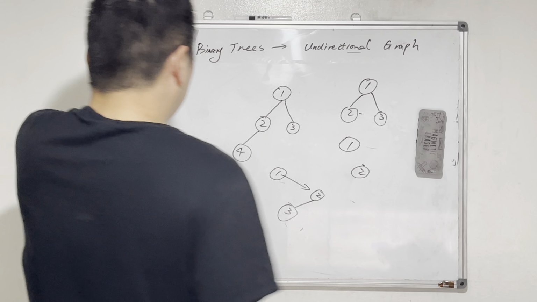Alternatively, we can have this kind of data structure which is called the adjacency list. What does that mean? It means, taking this for example, 1 to 2, 2 to 3, and maybe 1 to 3.